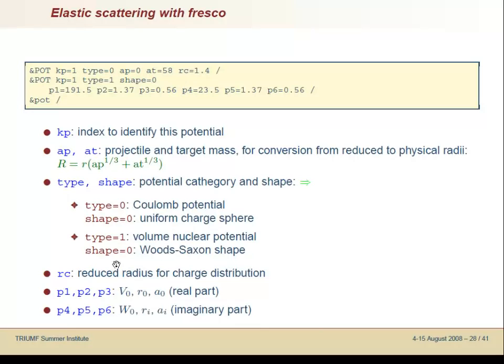So the message is, when you go to a publication to pick some optical potential, you have to read carefully, because typically people give this reduced radius, not the absolute radius. So you have to know what conversion they have assumed, what is their criterion to convert. And then you just use the same criterion in Fresco, so you make sure that the absolute radius that you are putting in Fresco coincides with the definition that they are using. Okay?